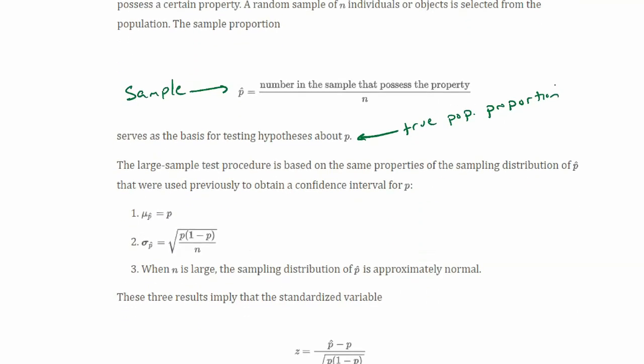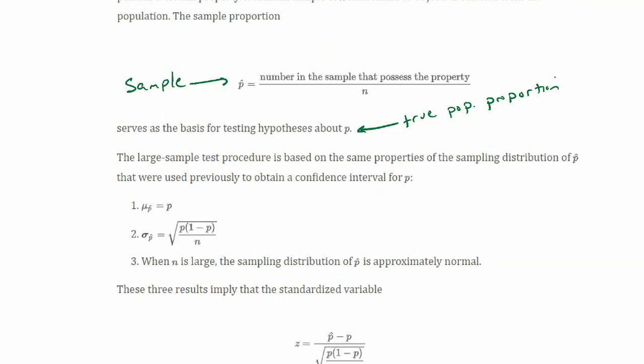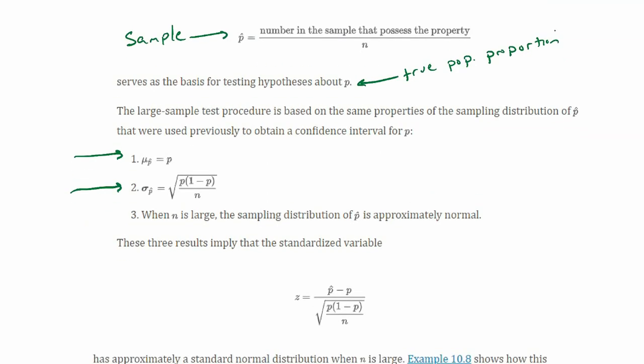In any event, the large sample test procedure is based on the same properties of the sampling distribution of p-hat that we used previously to obtain the confidence interval in Chapter 9. And this goes back to just Chapter 8 properties. Mu of p-hat will equal the true proportion, and here's how we calculate the standard deviation for our sample proportions. And when n is large, the sampling distribution of p-hat is approximately normal, and again, that's typically when n is greater than or equal to 30.